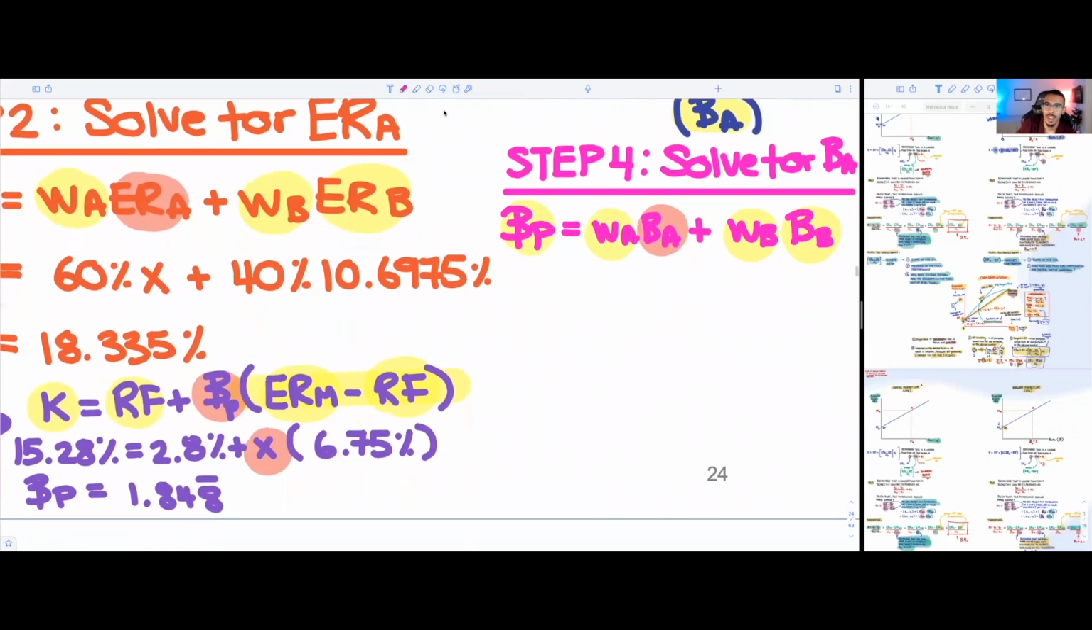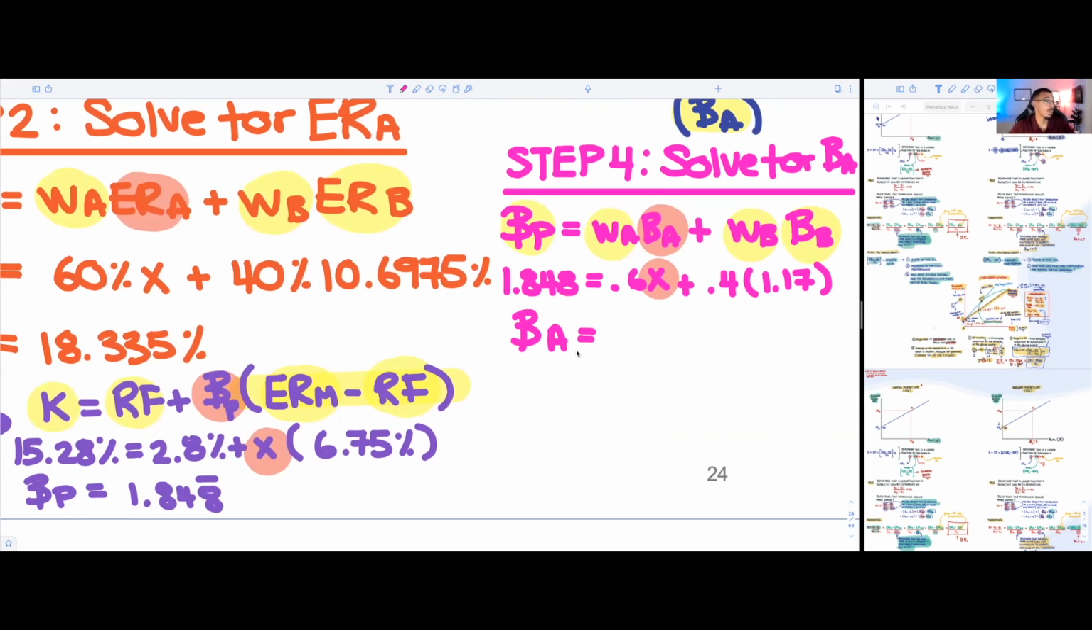And yeah, we have the beta of the portfolio. Oh my God, I'm so sorry, of our portfolio. That's 1.848. That's going to be equal to 0.6, so 60% times x plus 0.4 times 1.17. Then it becomes a game of solving for x. And now we're going to get the beta of A.